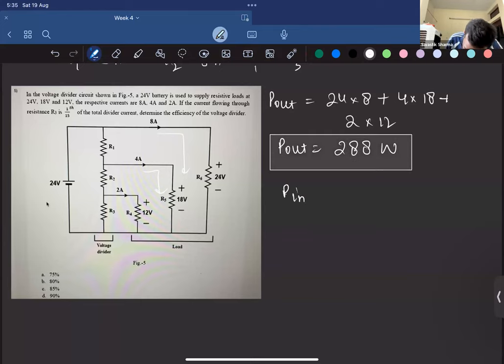Now we require P in. P in is what? The current that the battery is supplying, right? What is the power then? It is 24 into I watts, right? Now, all we need is to find this I. So, can we find this I? Can anyone tell me how we can find this I?